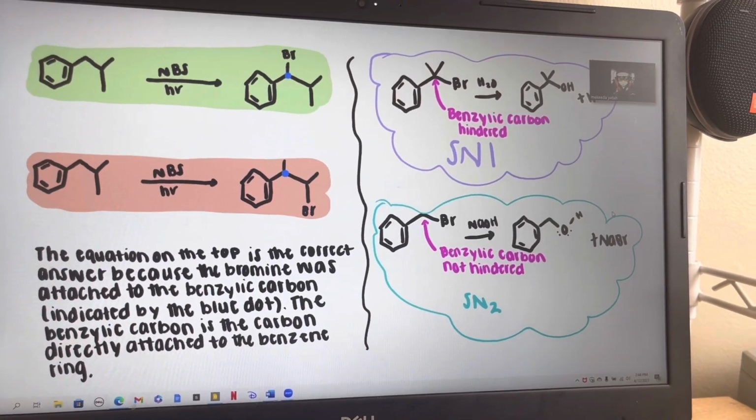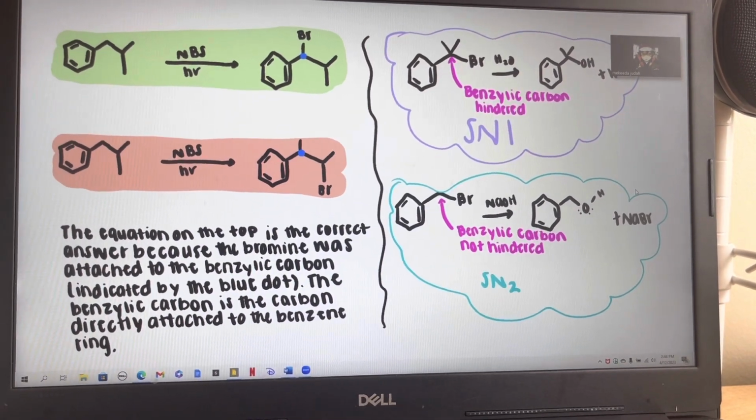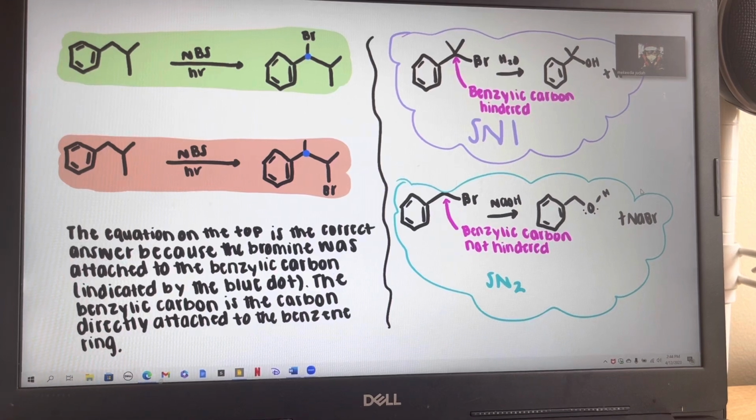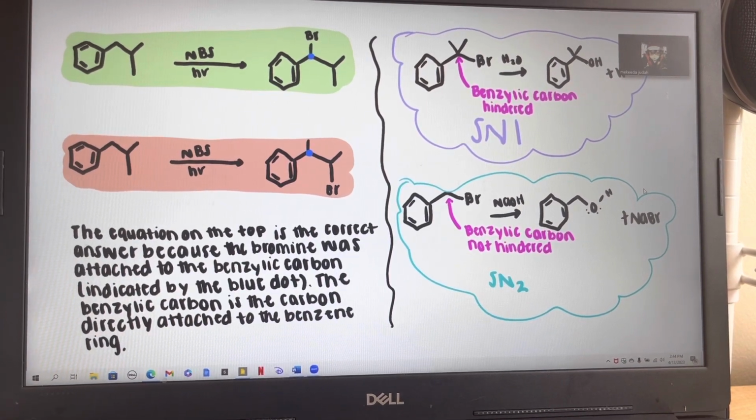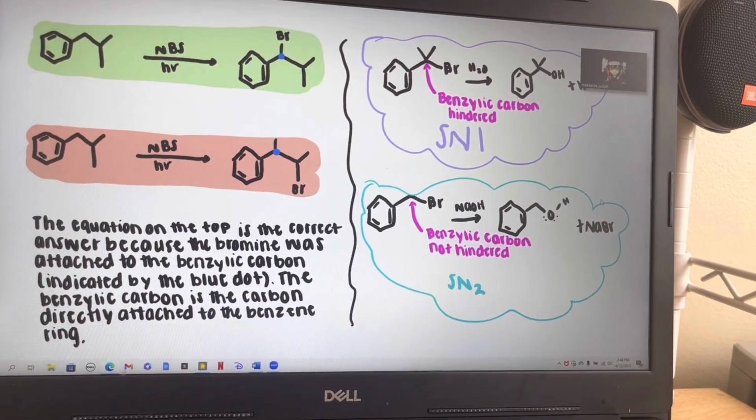So our reaction at the top is the correct one because the bromine was attached to the benzylic carbon indicated at the blue dot, and the benzylic carbon is the carbon directly attached to the benzene ring.